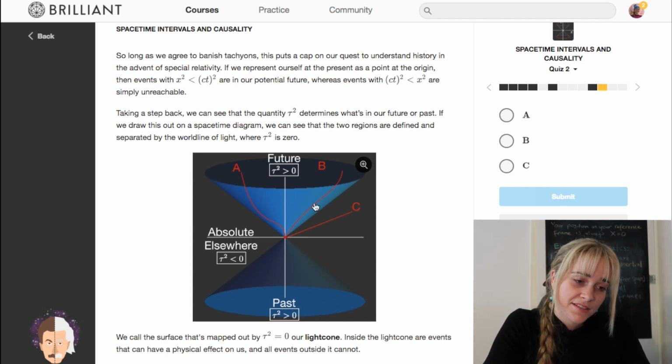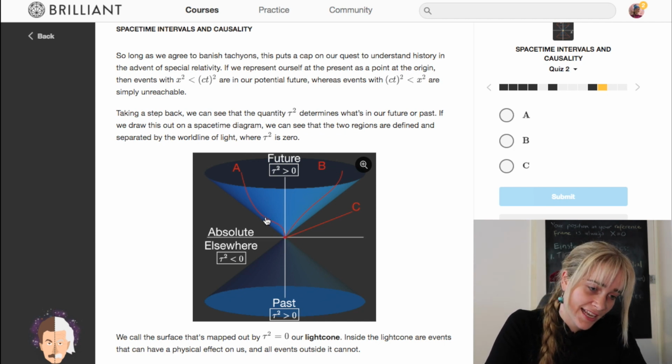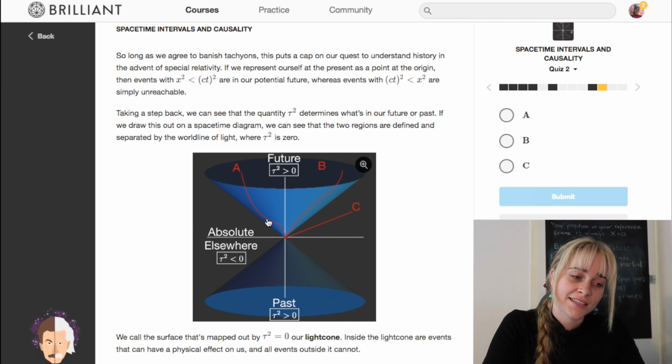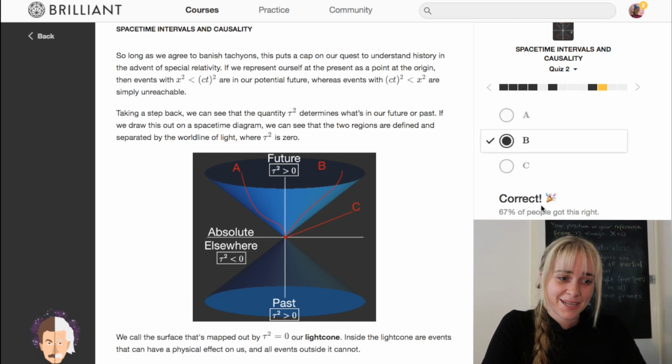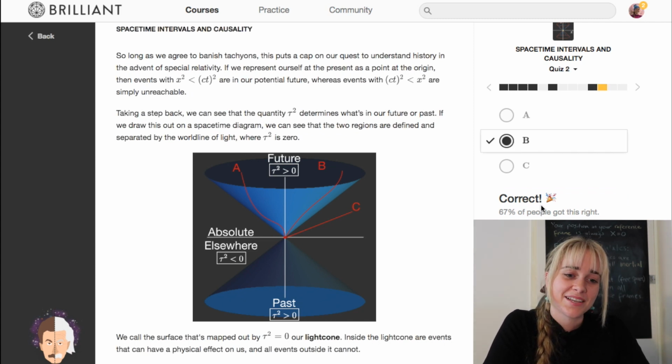A and B both stay within the light cone, so they could seem physical, but if you look at it, A actually has a gradient in here which is less steep than that of light, so it too requires faster than light travel to reach its destination. So the only really viable one here is B. So I'm going to leave this episode here.